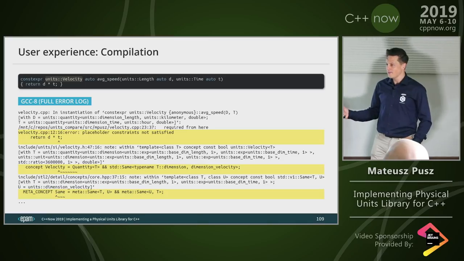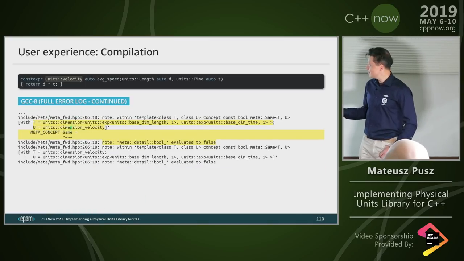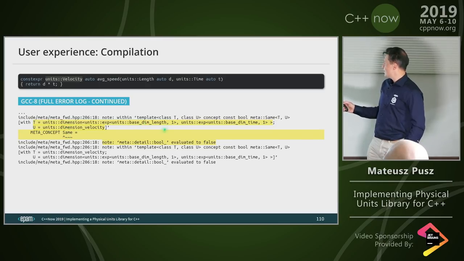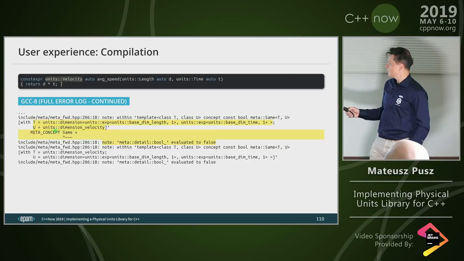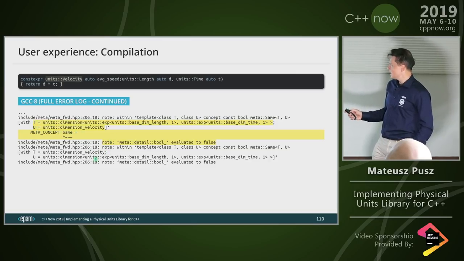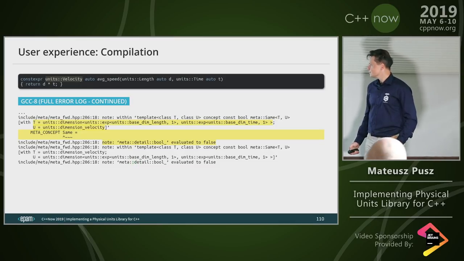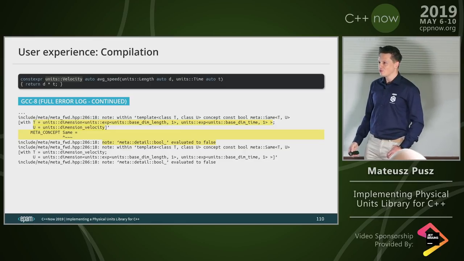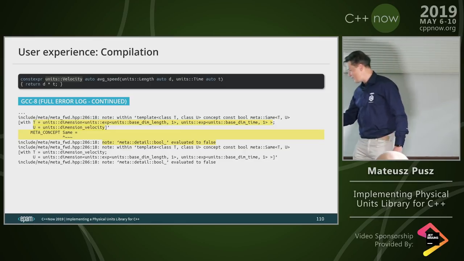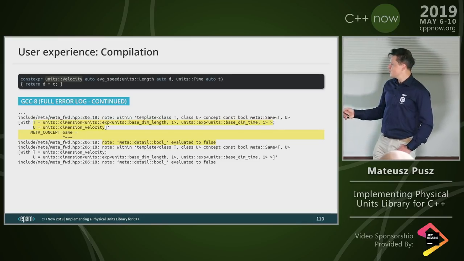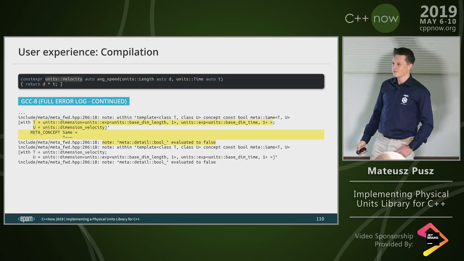So the same later on, if you continue the error, says that for dimension length, dimension time, and velocity, this is not the same because T and U are different. Yes, and this is the same done for the inverted case. So it's actually pretty good to analyze. Maybe not short, but you are provided step by step what went wrong, which I think is good. And in this case, you don't have this repeated dimension problem at all.